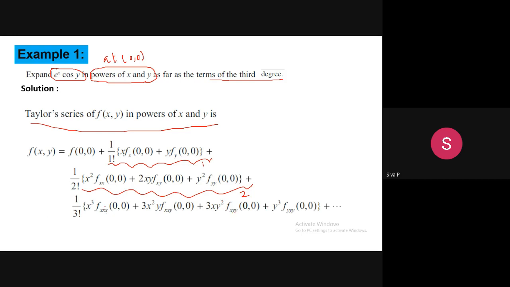So here you can see that x³ is there, and easily you can remember: here 3x, then x² with 2x and only 1y. Here also you can see y² is there, therefore 2y and 1x. So here y³ f_yyy(0, 0). This is the formula for the Taylor series of f(x, y) in powers of x and y up to order 3, or degree 3.